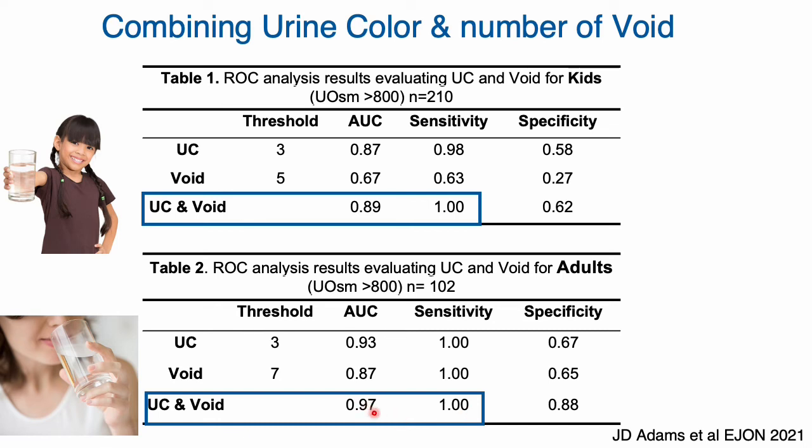97% the overall prediction model, and 100% sensitivity on correctly identifying people with urine osmolality over 800 just by combining urine color and voids. So we said more specifically, if you're going to the bathroom less than 7 times, and if your urine color is dark, then that is an indication that you are underhydrated. And for children, that number of visits was 5, a little bit smaller.